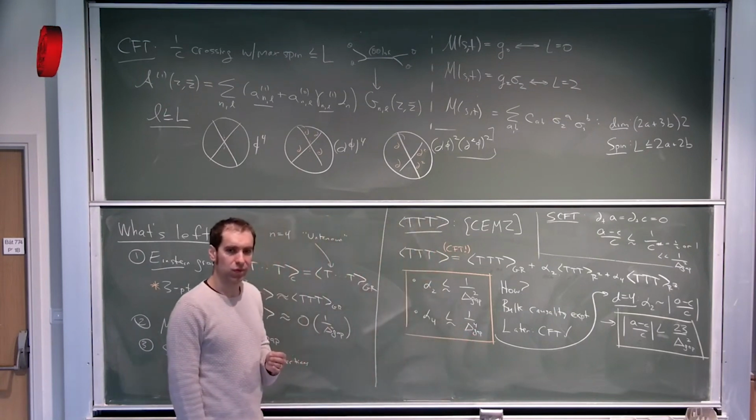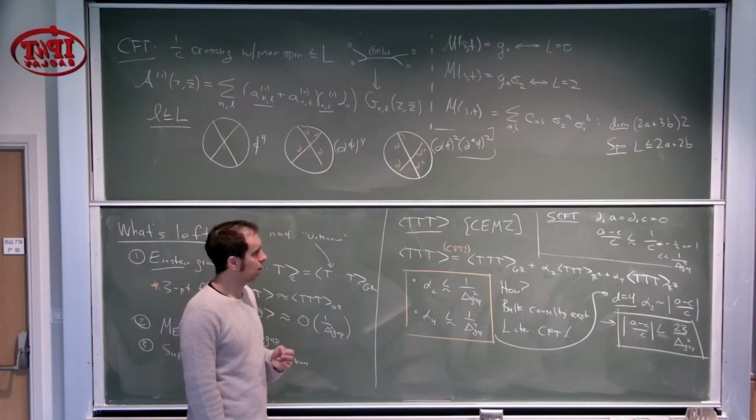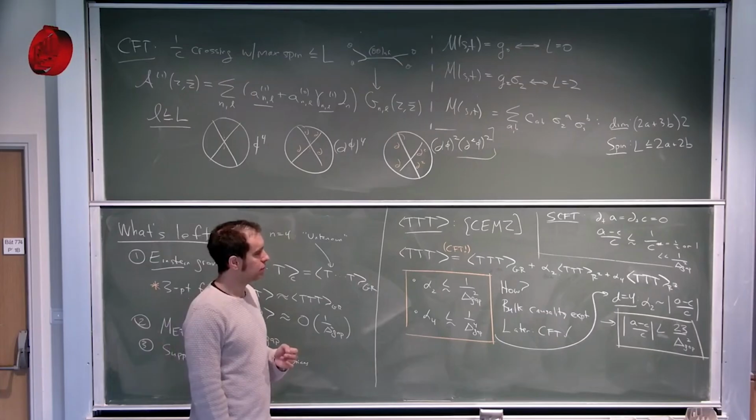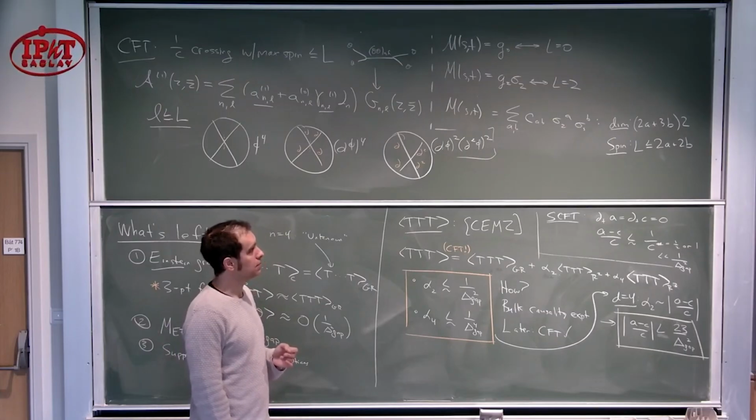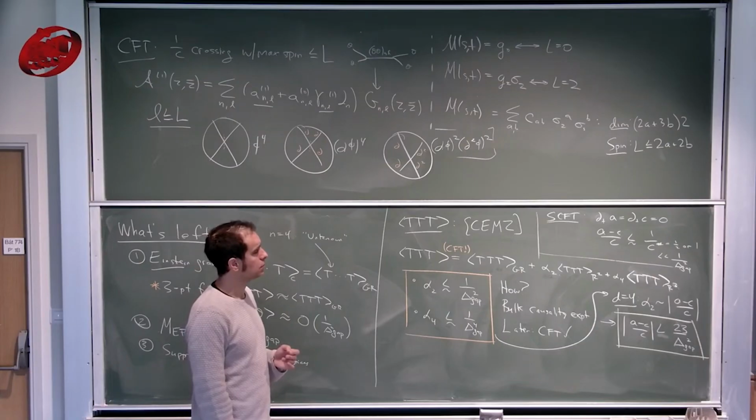It's not something that's done right away, that we compute some scattering amplitude in M theory and we can see which tensor structures are suppressed by what. I mean, it's not immediately apparent.